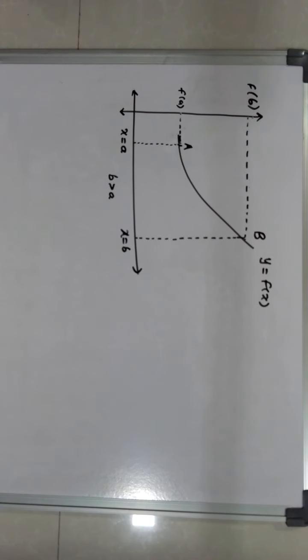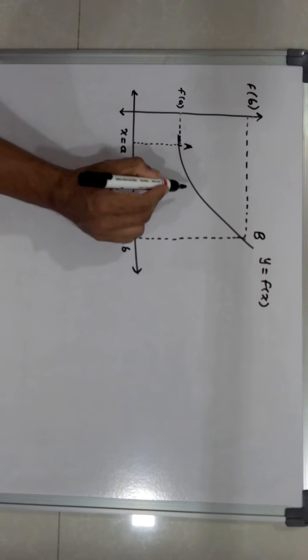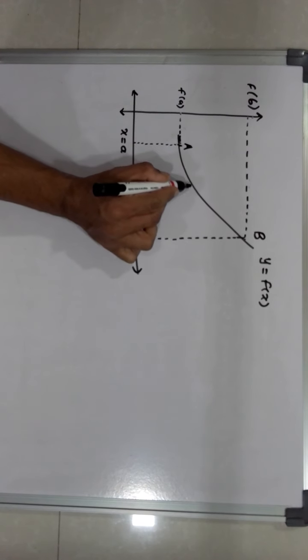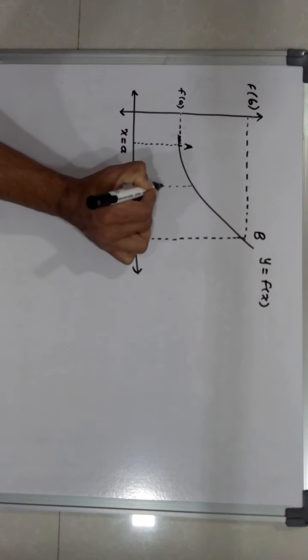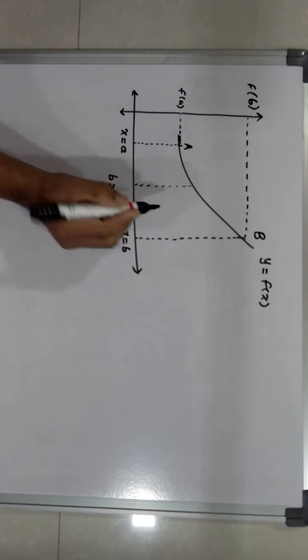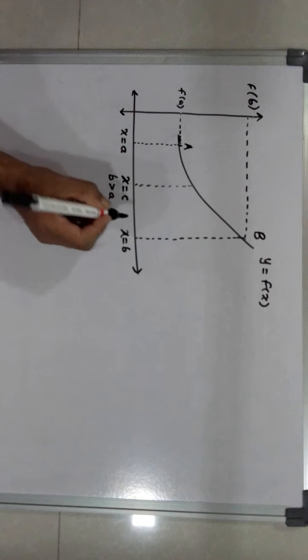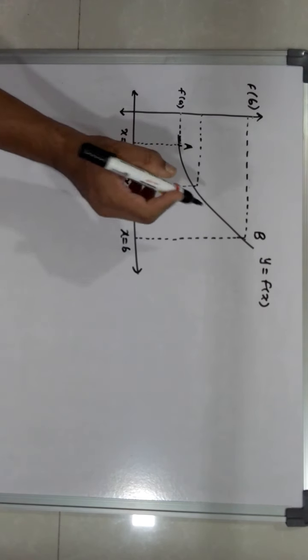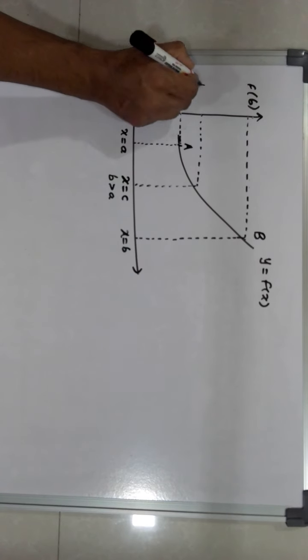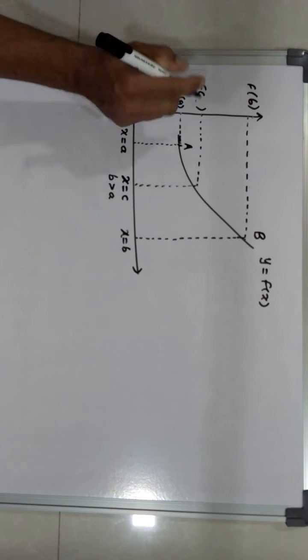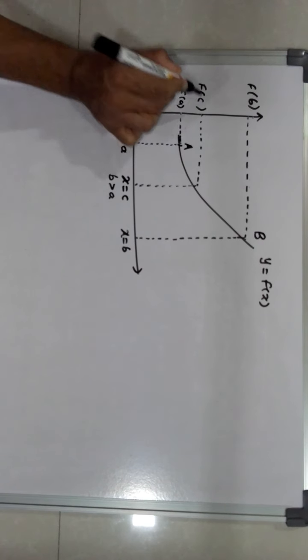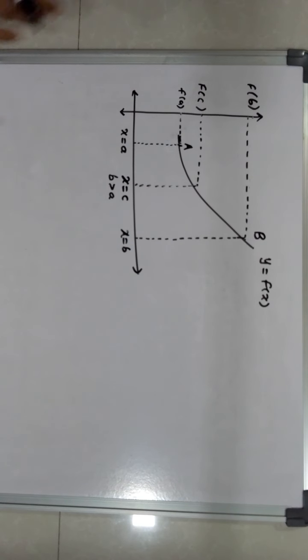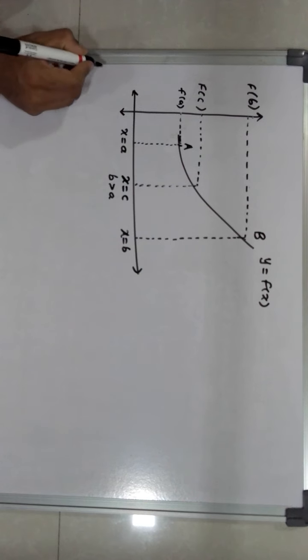Now suppose I take any point between A and B. Suppose I take any point here which is between A and B. So let that point be x is equal to c. So obviously this will be your f(c). Agreed?